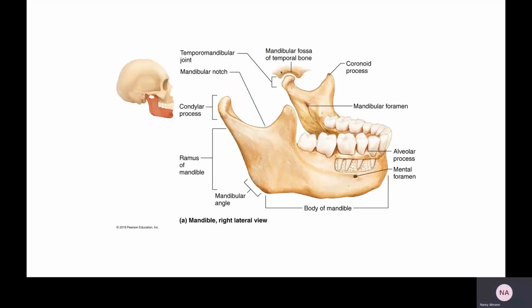Here's our friend the mandible. And there are a couple landmarks that you need to know. This will be the ramus of the mandible, and there is one on each side, so they are bilateral. This is the body of the mandible. This is going to be an important joint. It is the temporomandibular joint. The mandible is the only freely movable bone in your skull. It allows you to chew and talk.